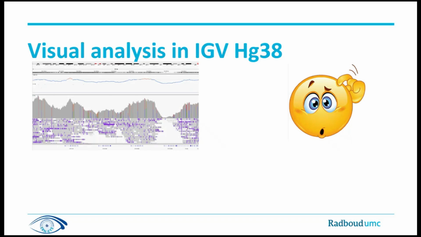Unfortunately, when we look at the data in IGV, this data doesn't make any sense. This is due to the HG38 reference genome. Next, please.